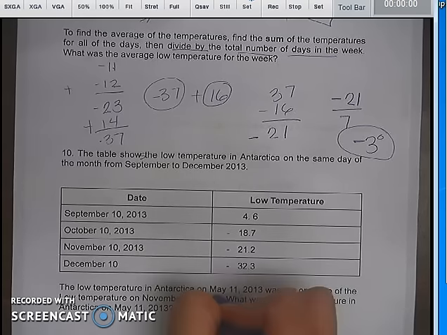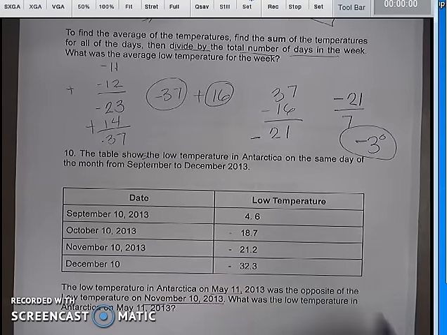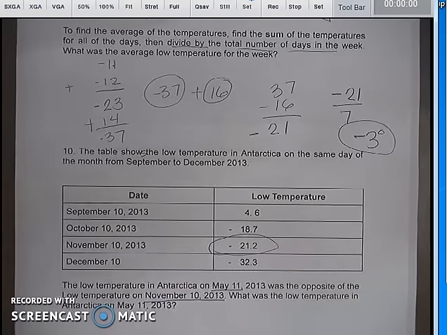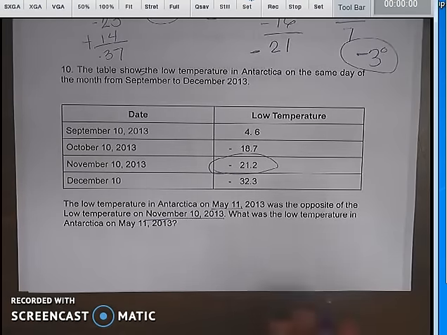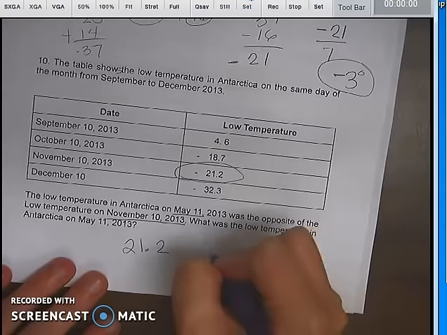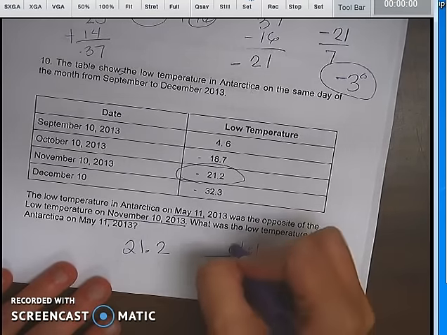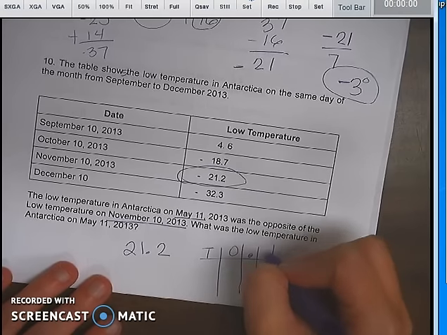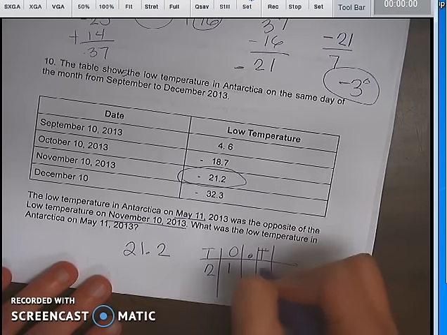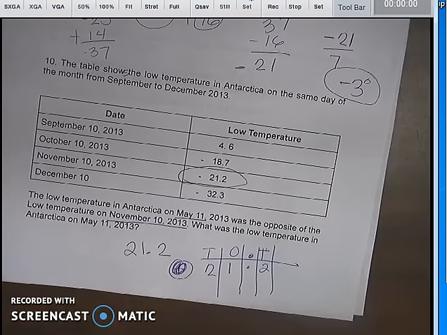It says the low temperature on May 11th was the opposite of what it was on November 10th. So come over here to November 10th. It was -21 and 2/10. The opposite of that would be positive 21 and 2/10. Now this will be a griddable. Here is the decimal. Here is the ones. Here is the tenths. Here is the tens. Here's the tenths. You need to bubble it. 21.2. Make sure that you are bubbling in the positive and the negative.